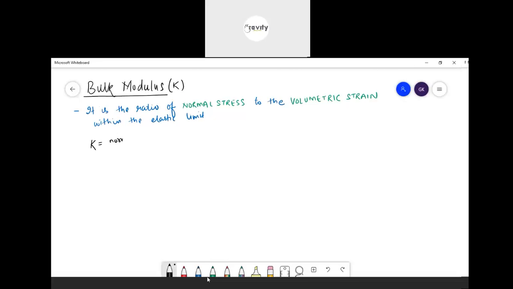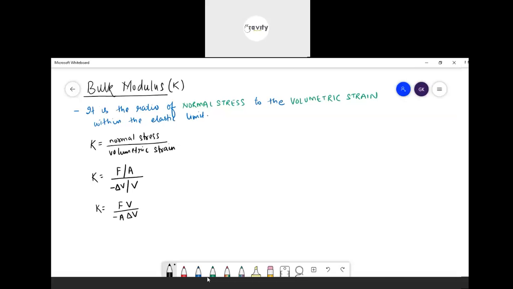If we talk about the expression, it will be K equals normal stress upon volumetric strain. Now, if we are trying to compress a body, we need to apply some force over that particular area. So the normal stress is again the perpendicularly exerted force on the area, that is F by A. And the change in volume, as the volume is decreasing, we are talking about compression, will be minus delta V upon V. Negative change in volume means the volume is compressing, divided by the actual volume. So here K equals FV upon minus A delta V.